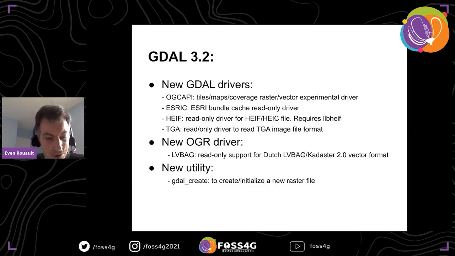GDAL 3.2 has received a new driver to support the not yet finalized OGC API for tiles, maps, and coverages. It was based on the state of the specification at the end of last year, and so it might require some adjustment as they advance towards their finalization. We have also a driver for the cache format that is used by ArcGIS. We have a driver to read HEIF and HEIC files. And Dutch people will be happy to learn that we now have a driver to read the cadastral vector format that is used in the Netherlands.